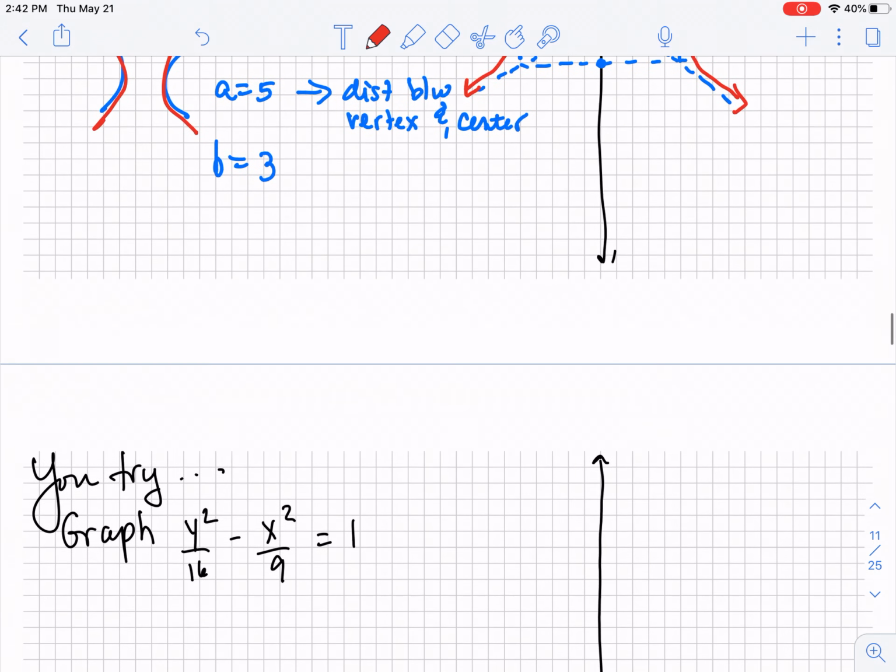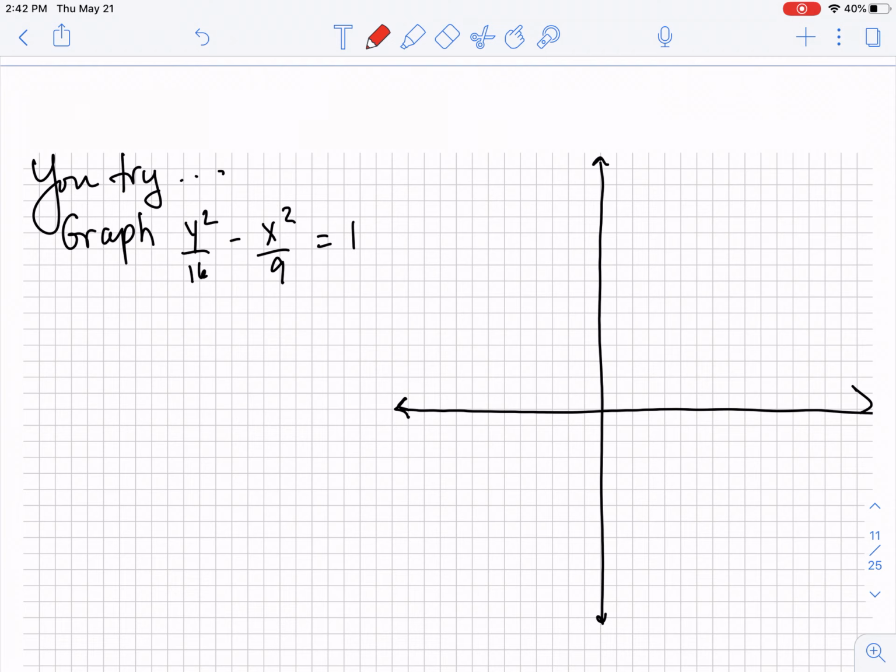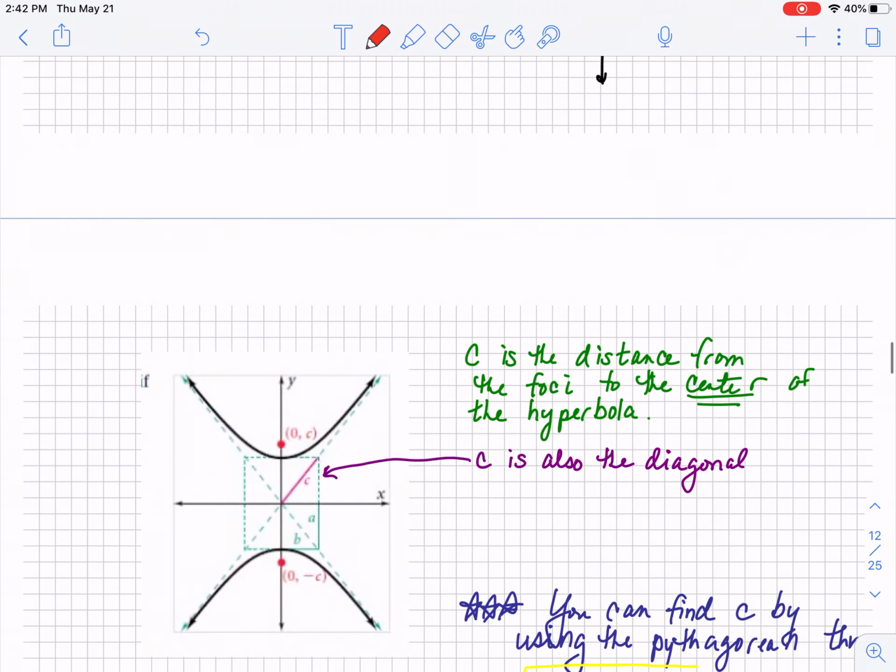Okay, so what I'm going to do now is I'm going to have you stop the video and I want you to try to draw this one. The only clue I'm going to give you is that the y squared is first. So now it's going to open upward and downward. I'm going to let you guys figure out how to do that one. Okay.